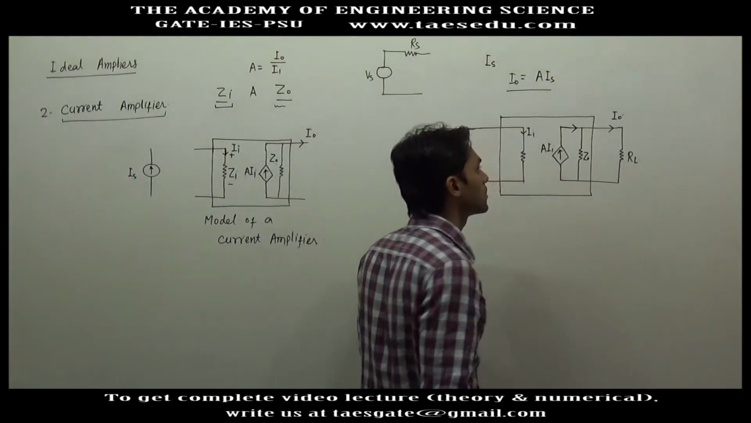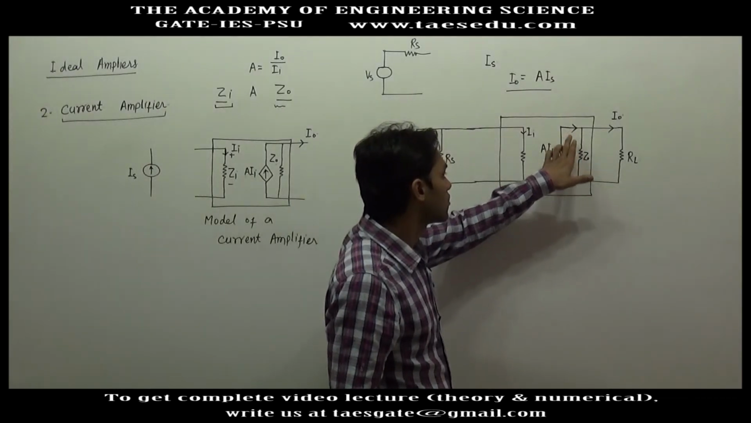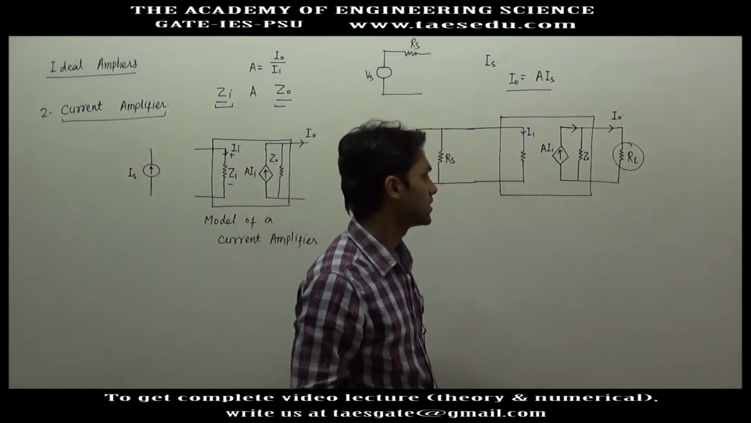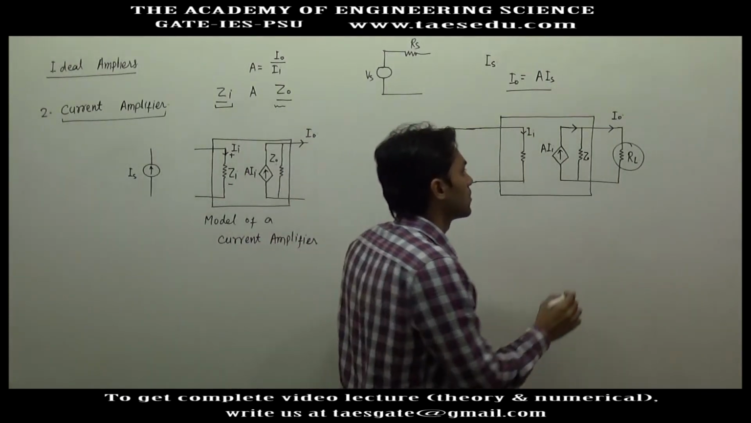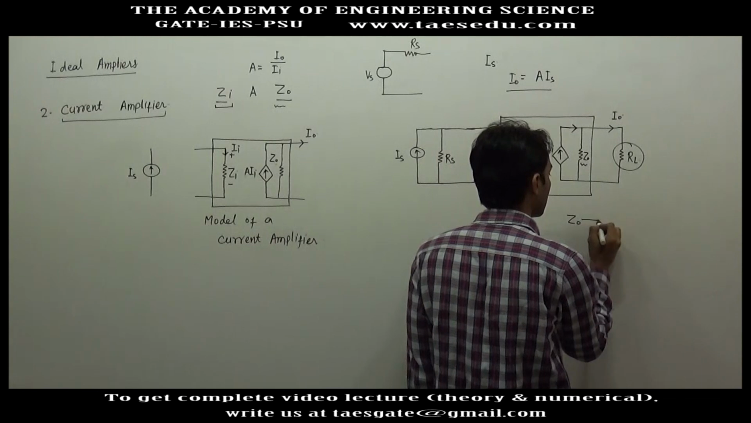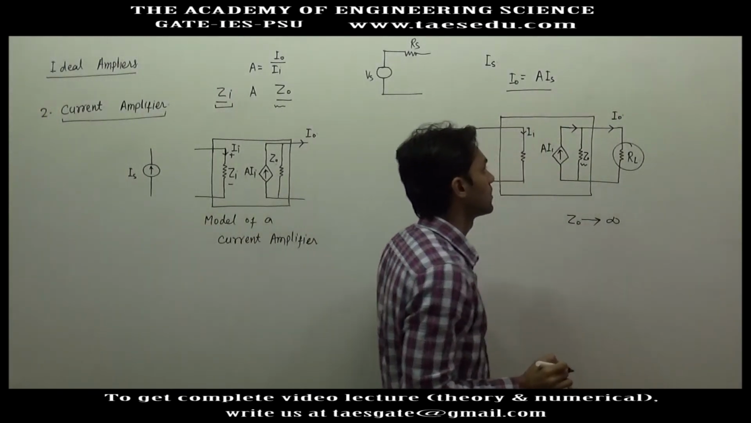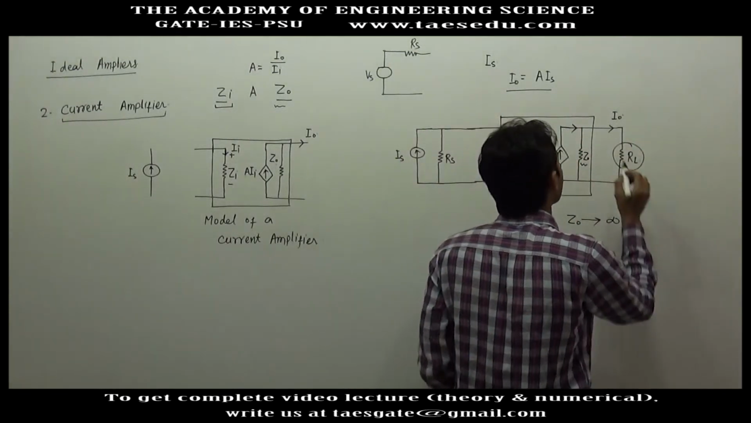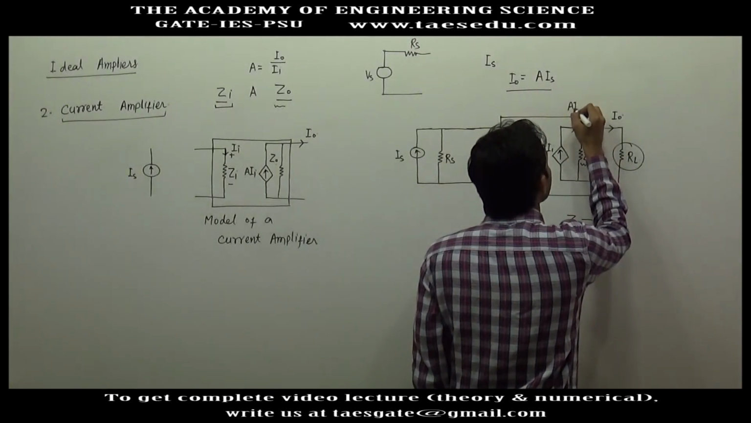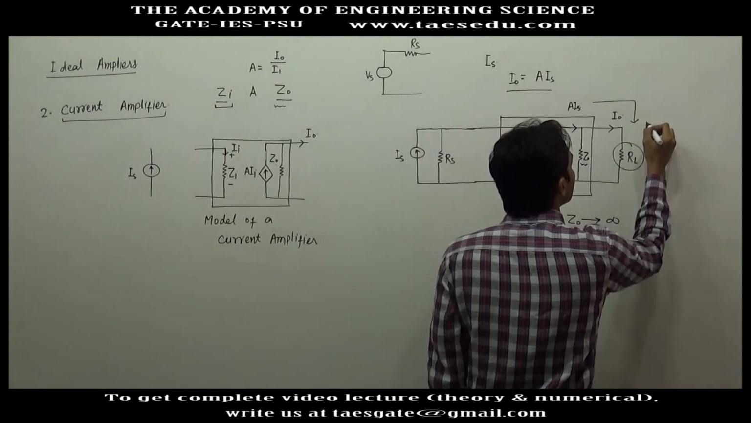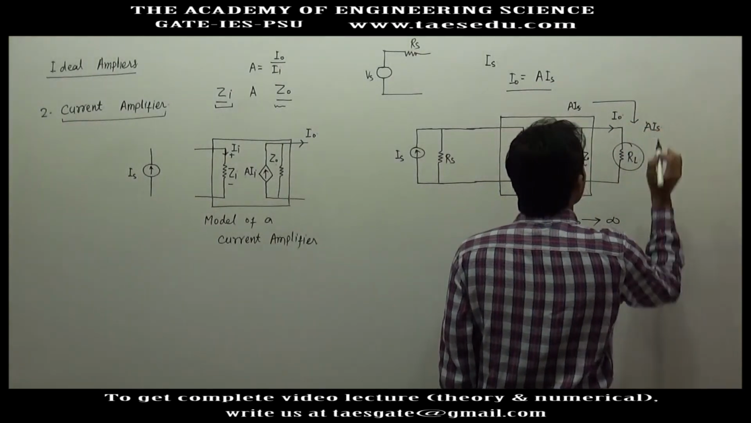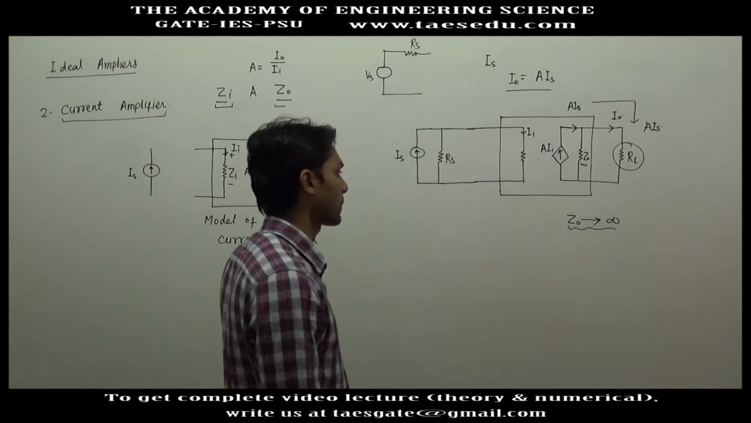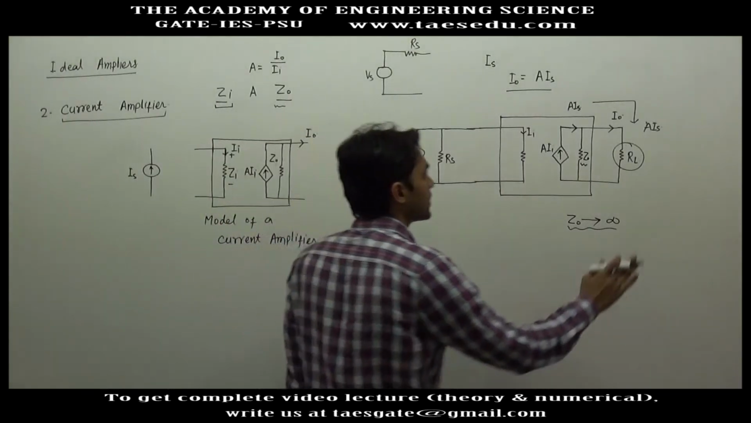Now in the ideal case, what you will want is that all the current which is flowing from the amplifier should go to the load. There should not be any current in the output impedance. So for this, what should be the output impedance? If this impedance tends to infinity, there will be no current, and all the current from this amplifier will go to the load. So if the current is A into Is here, all this current will flow through the load. So in case of current amplifier, you want output impedance as infinity.